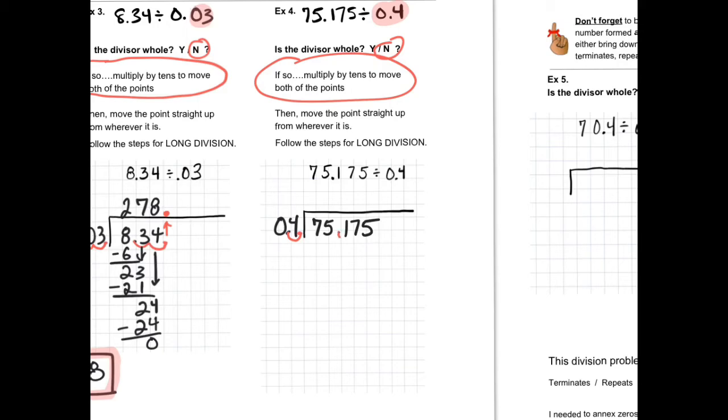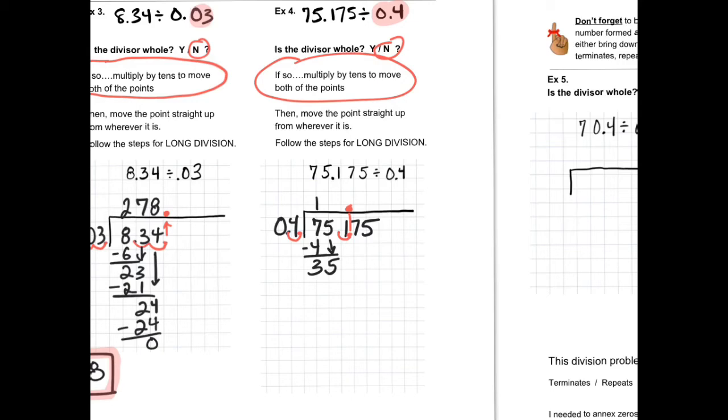And since I multiplied that by 10, I'm going to multiply this number by 10, which basically gives me 751.75. This problem will have the same answer as my original one. All right, let's go through our steps. 4 divides into 7 one time. 1 times 4 is 4. We can subtract, and then we can bring down.